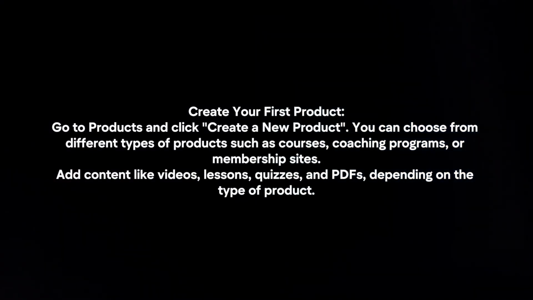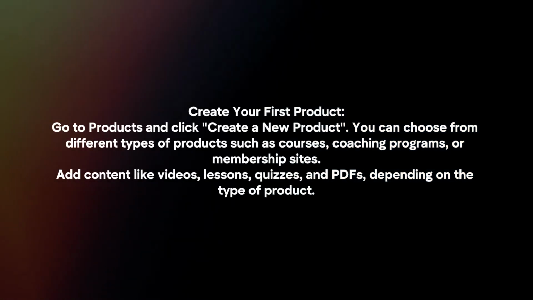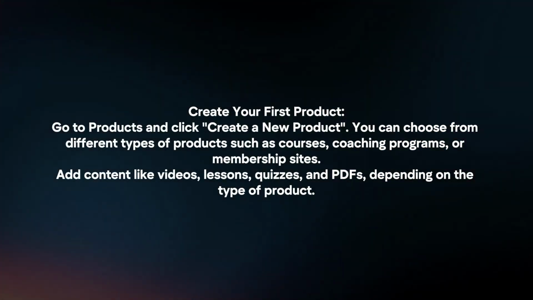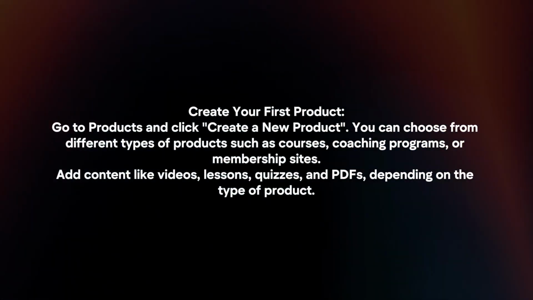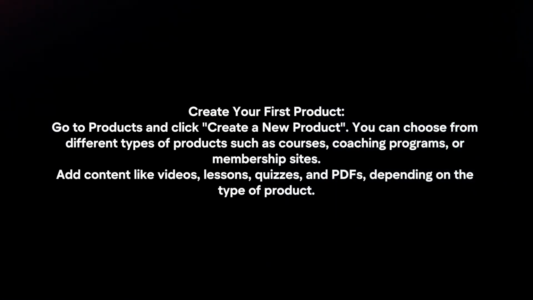Create your first product. Go to Products and click Create a new product. You can choose from different types of products such as courses, coaching programs, or membership sites. Add content like videos, lessons, quizzes, and PDFs, depending on the type of product.